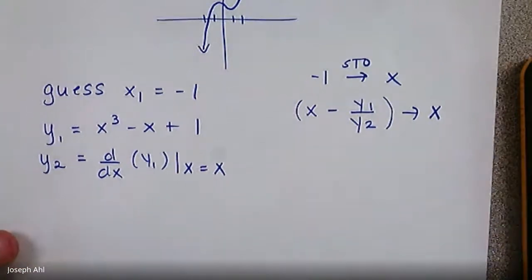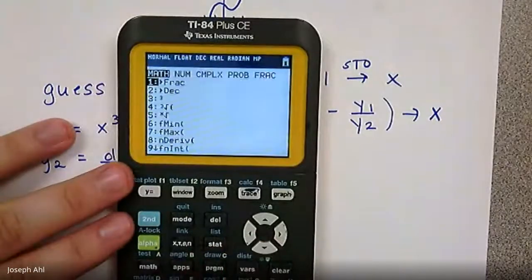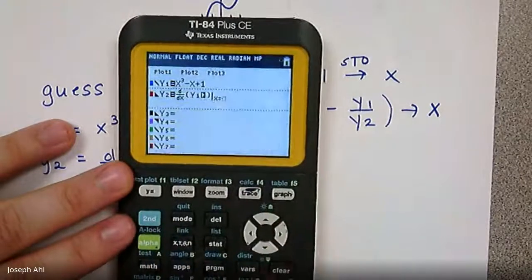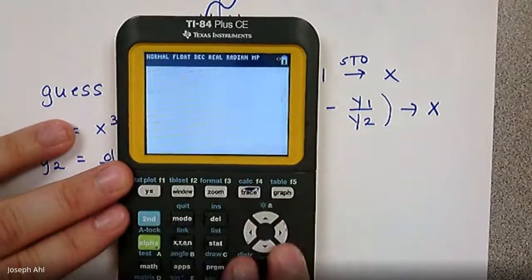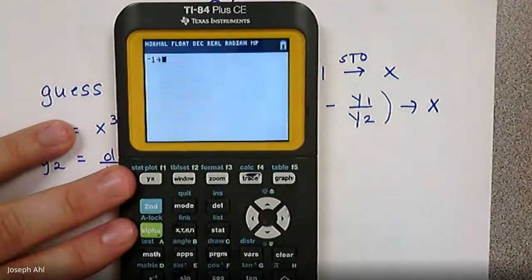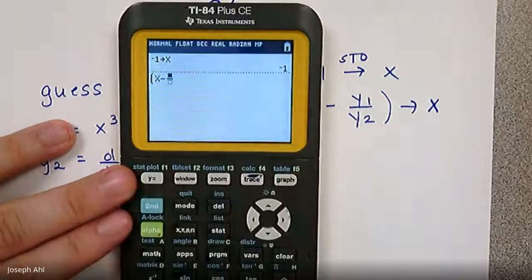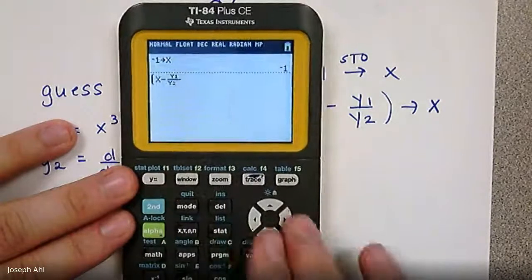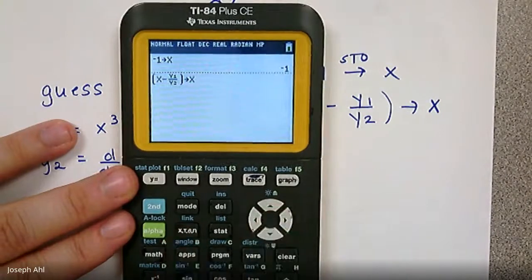So let's go ahead and make sure in y2 we have the derivative entered in there. So we've got math 8 of y1. And again, the trick there is alpha trace if you want to get y1 quickly at x equals x. If we quit that screen, we're going to do that -1 is stored as x. And then we want to do x minus fancy fraction y1 over y2. And we want to take that and store that as our new guess, our new value of x.